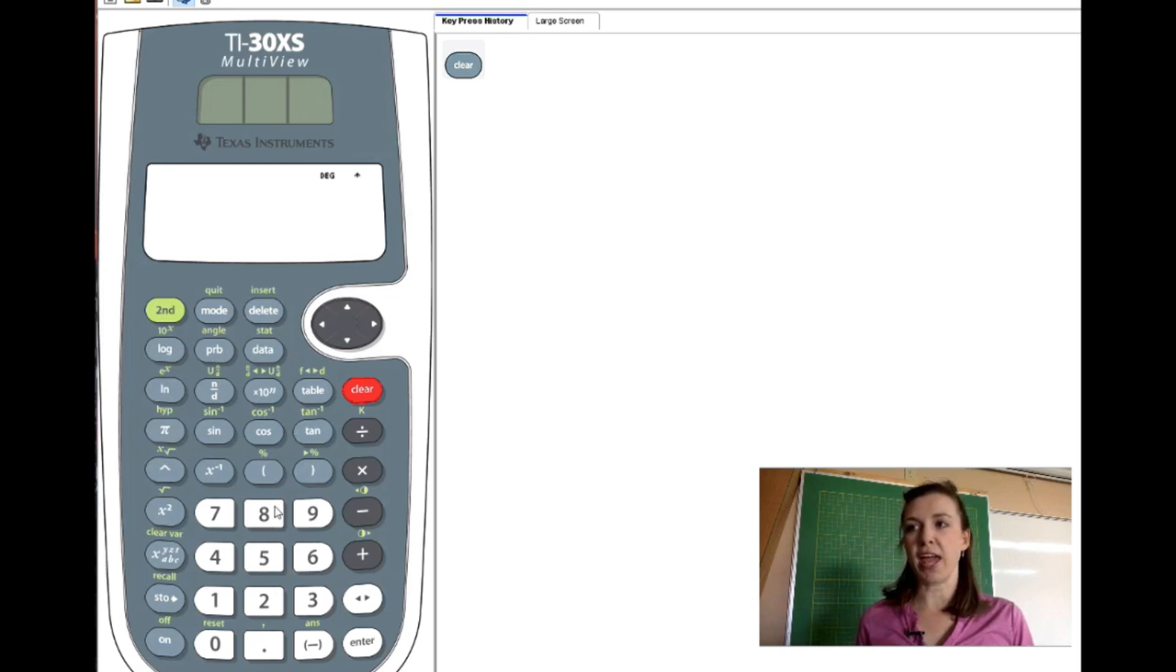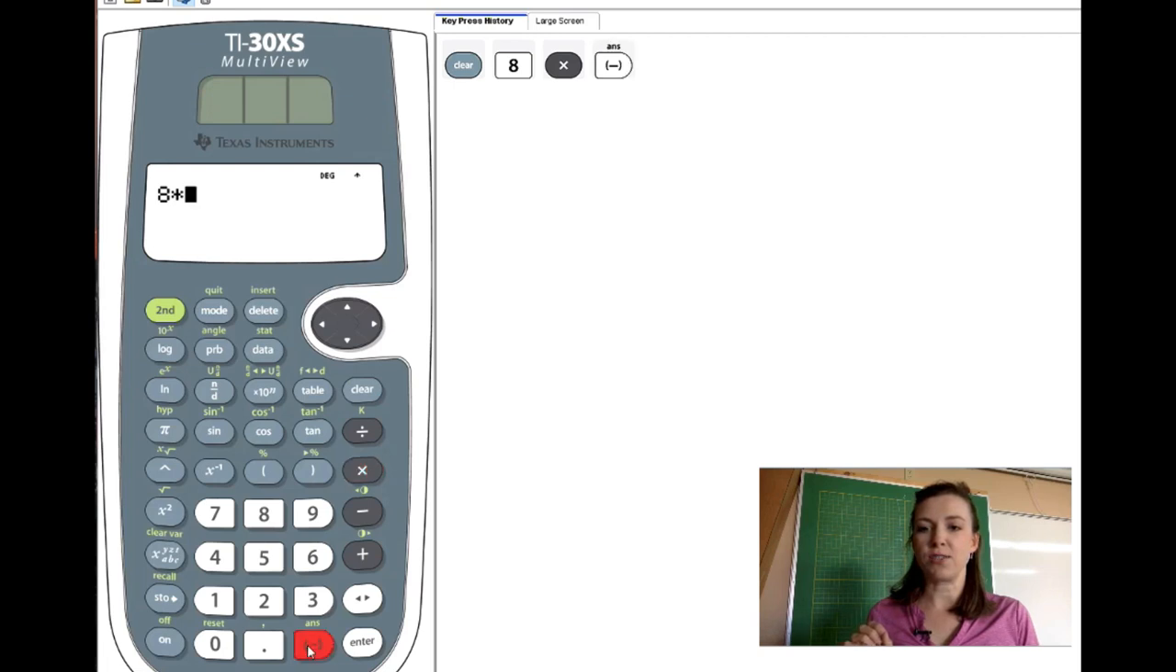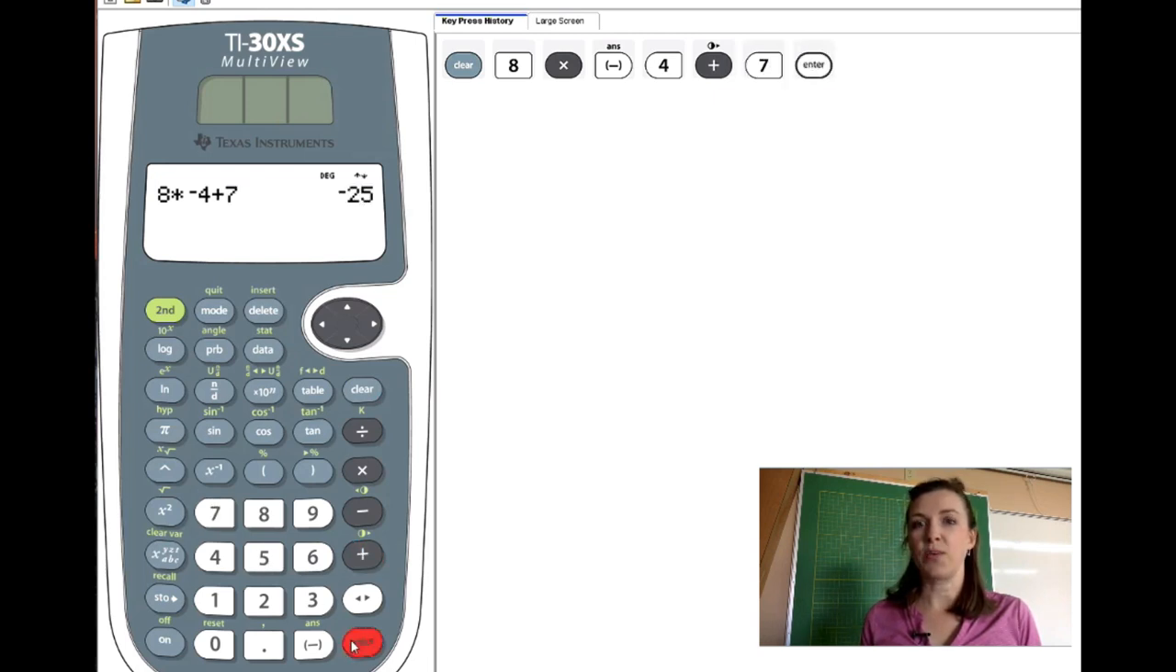So I'm going to go 8 times. Now I want to do a negative, okay? So a negative, if you look right down here, it's where that little answer key is that we had before. So 8 times negative 4 plus 7. And then I just hit the enter key and we get negative 25.